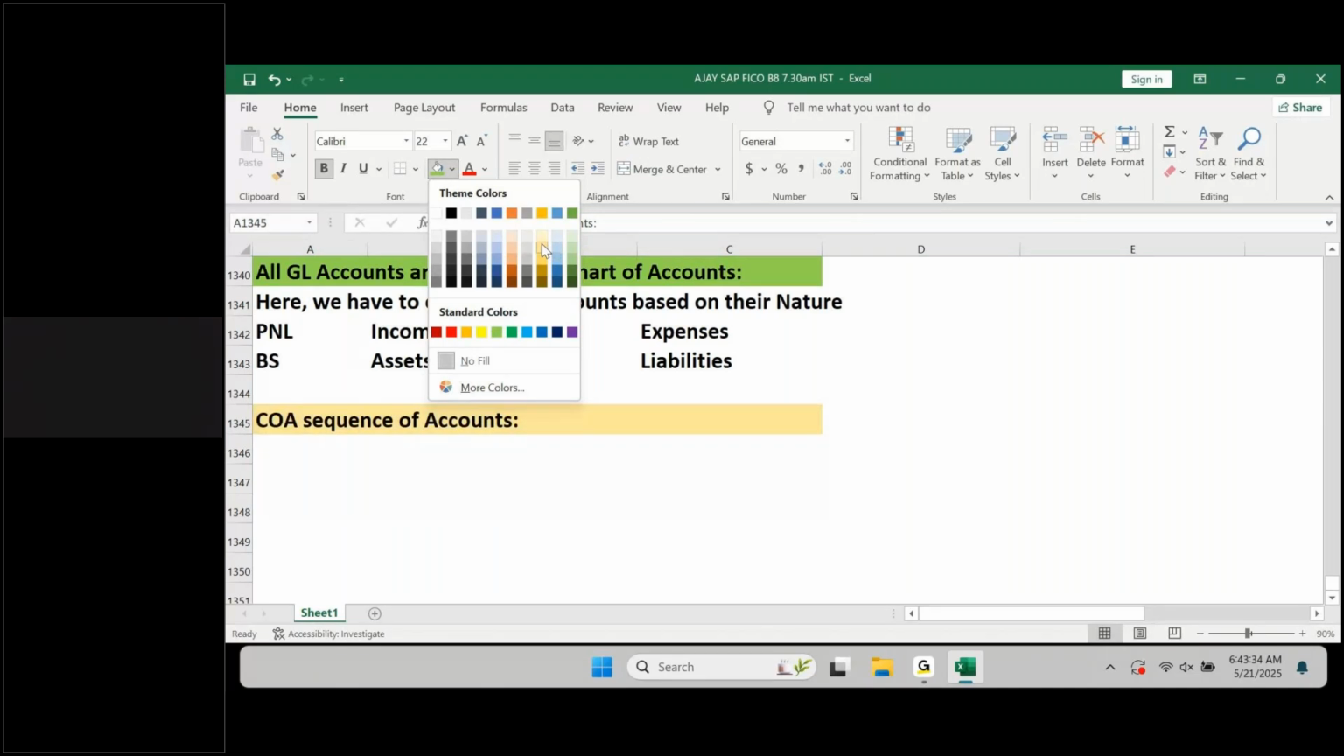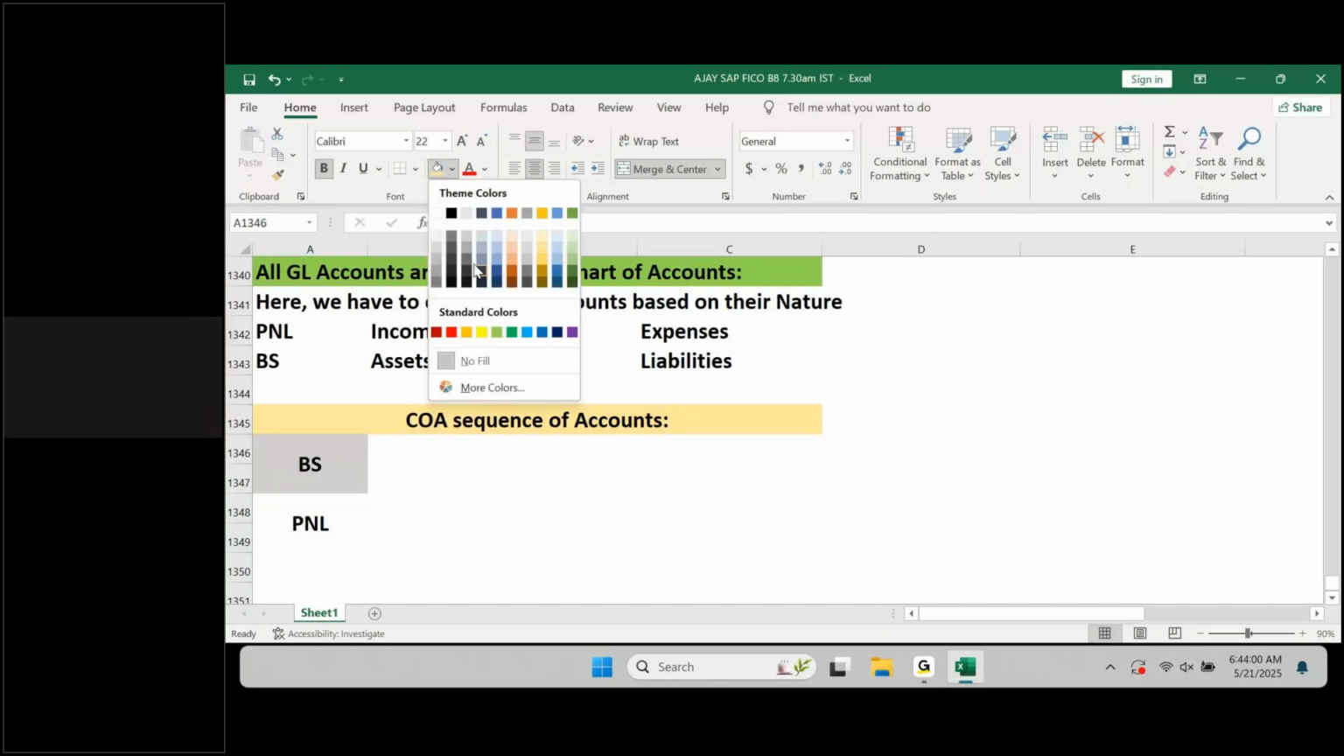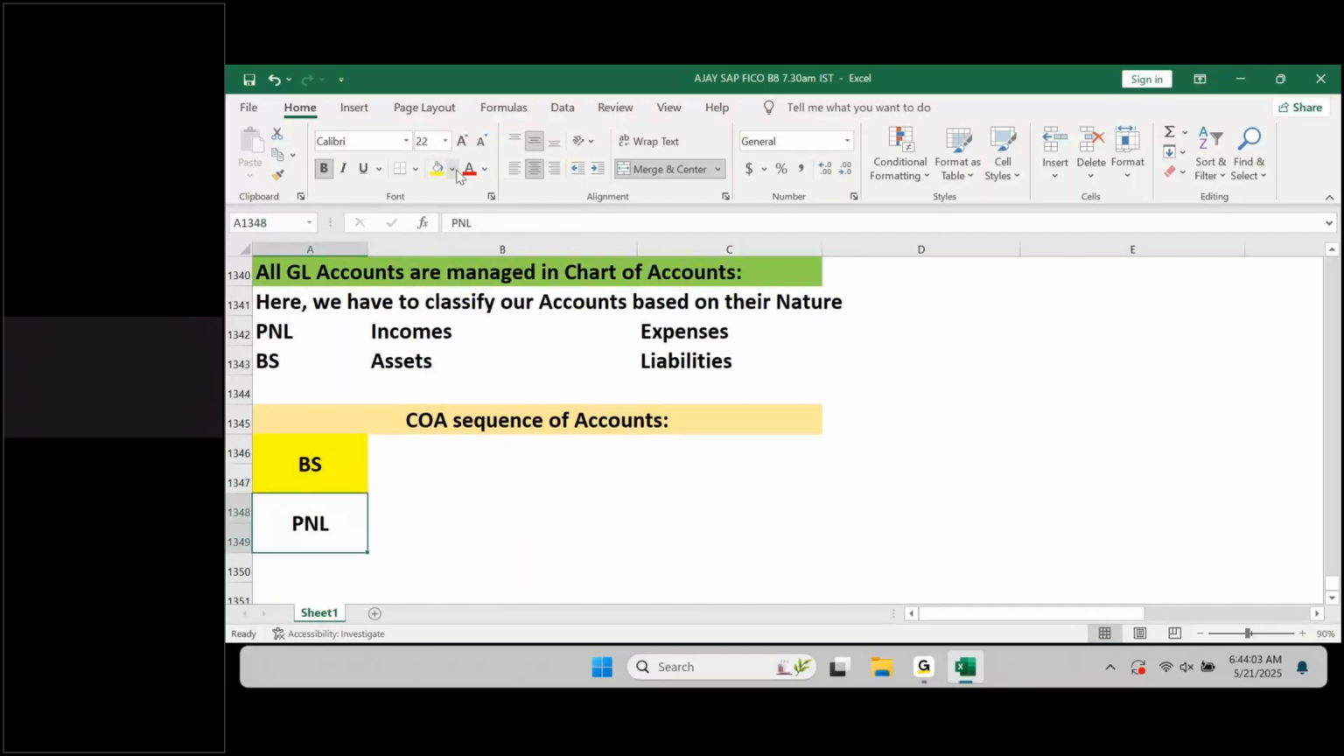When you write this in COA sequence, you need to write like this: BS and P&L. Balance sheet, if you look at it, how do you write balance sheet accounts? Assets. Now here, when you talk about balance sheet, you need to remember: is your balance sheet containing a debit and credit, or no debit, no credit? No debit, no credit. It will be an ending balance.